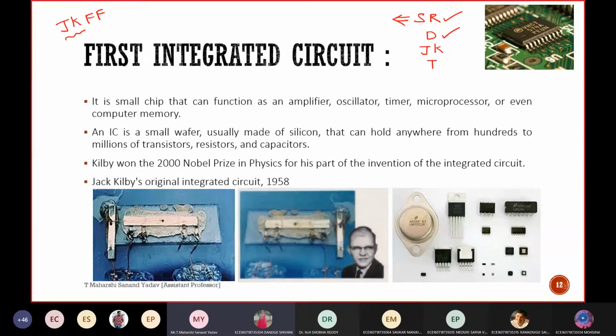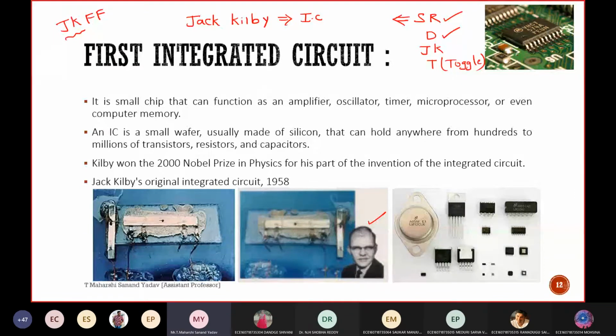Right. Next, JK. JK is Jack Kilby. He's the inventor of the IC, integrated circuit. So JK flip-flop means Jack Kilby flip-flop. What about T? T stands for Toggle. He's the inventor of the integrated circuit, who is Jack Kilby.